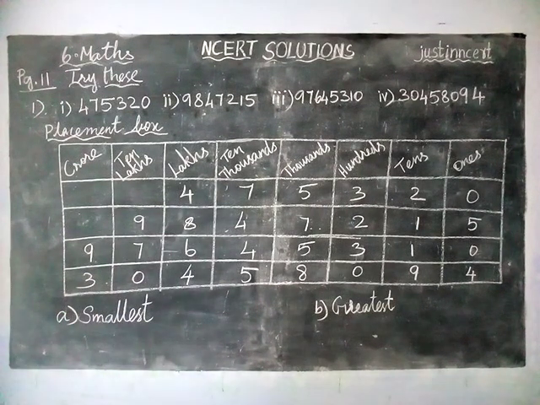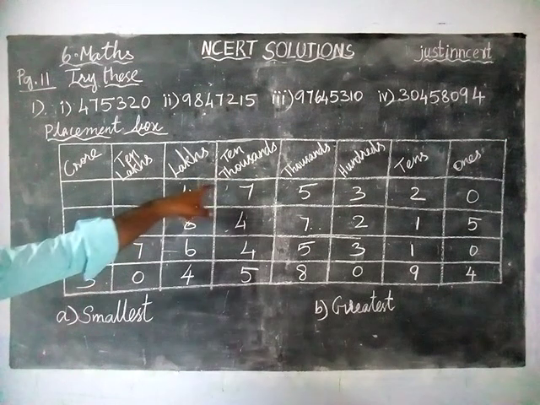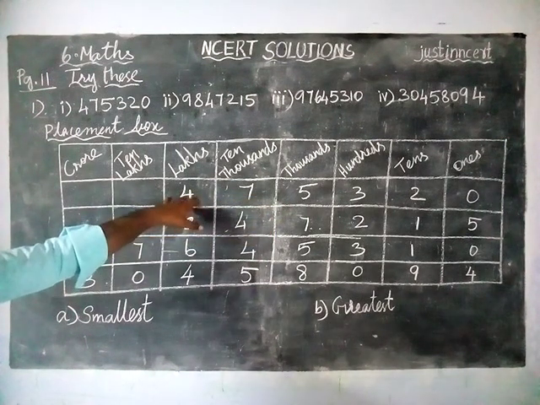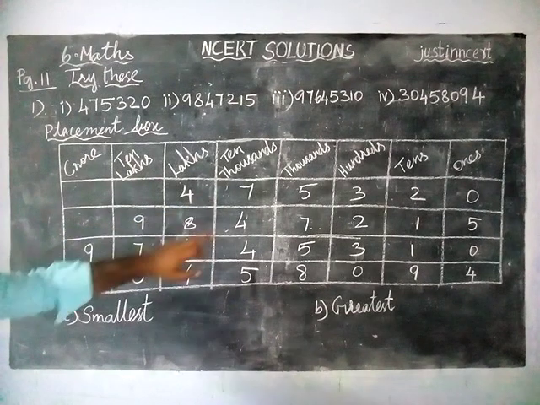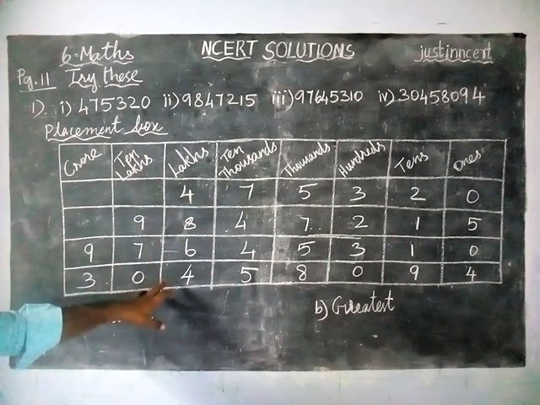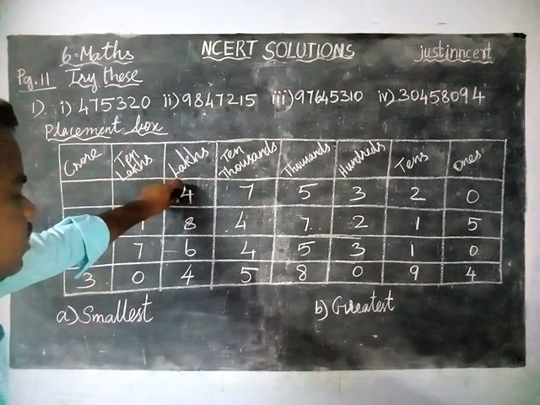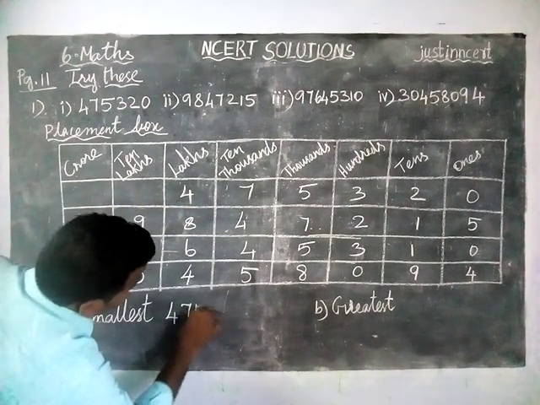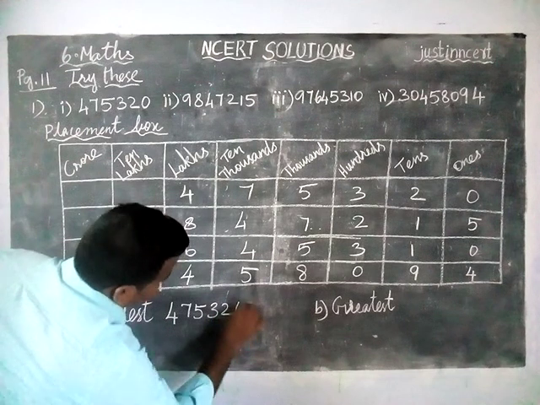In this, we have to find the smallest number and greatest number. See here, by seeing itself, we can say that the smallest number is 4,75,320, because this is the only 6 digit number, the remaining one is 7 and these are 8 digit numbers. So the 6 digit number is the smallest number. 4,75,320 is the smallest number.